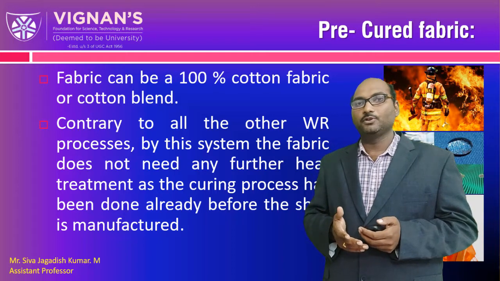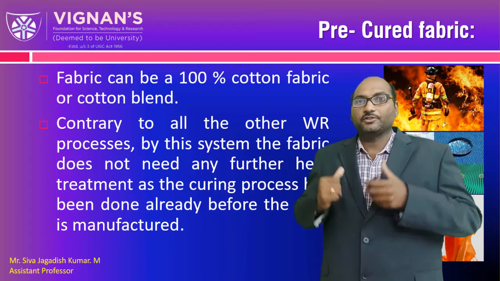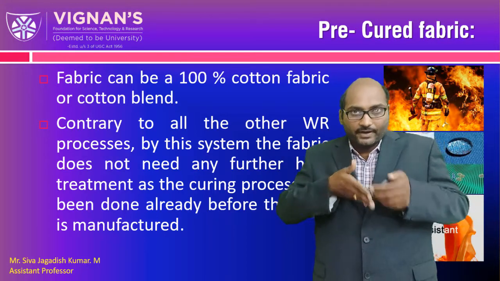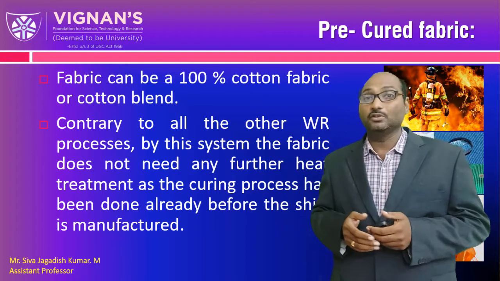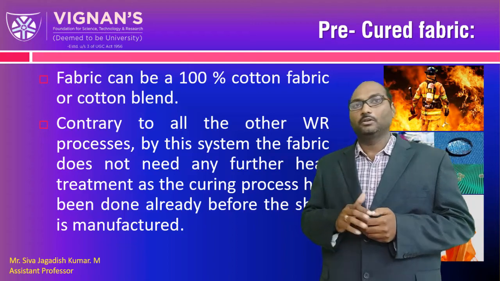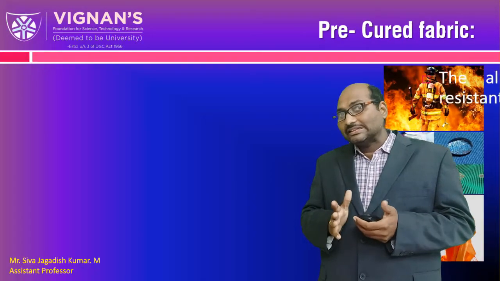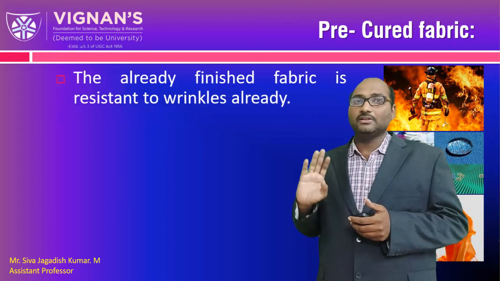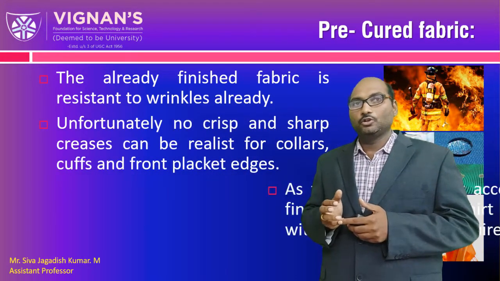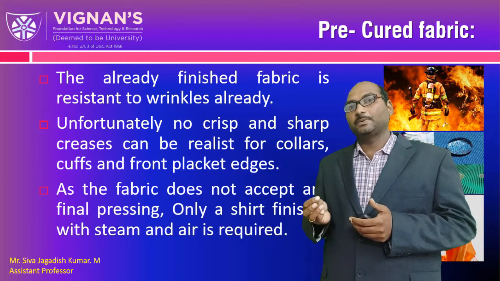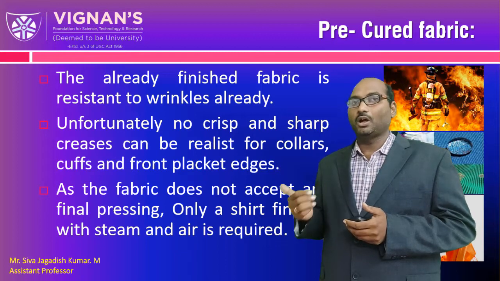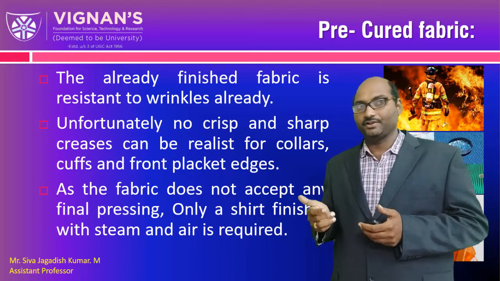So what happens if you want creases at specific points, like maybe collars, cuffs and front line pleats? It is impossible to heat-set them. That is one of the problems. Why? Because the fabric is treated. As the already finished fabric is resistant to wrinkles, you cannot create any pleats. So unfortunately, crisp and sharp creases can be a problem for collars, cuffs or front placket edges.